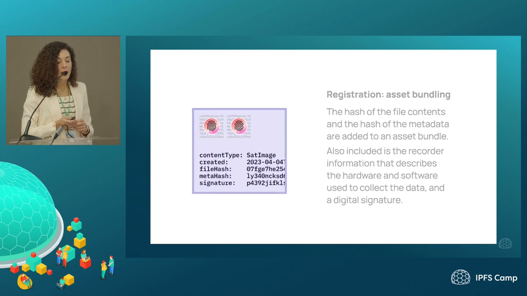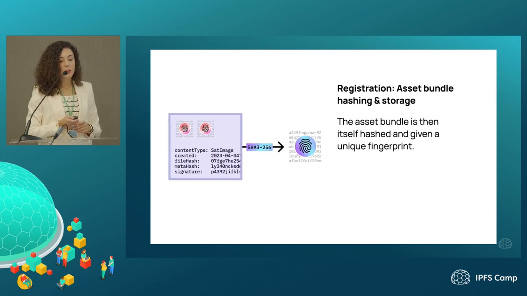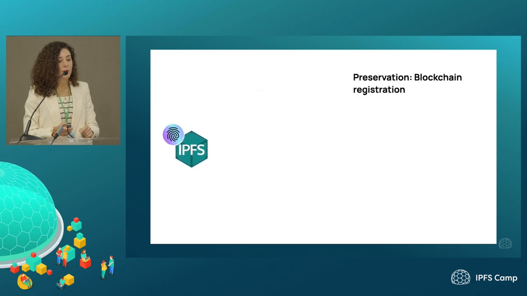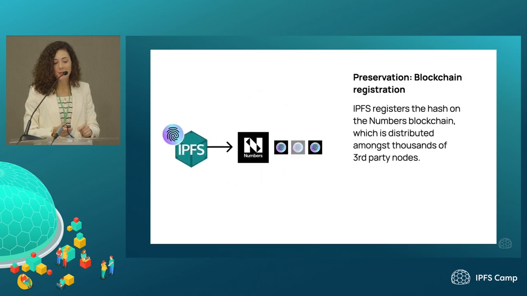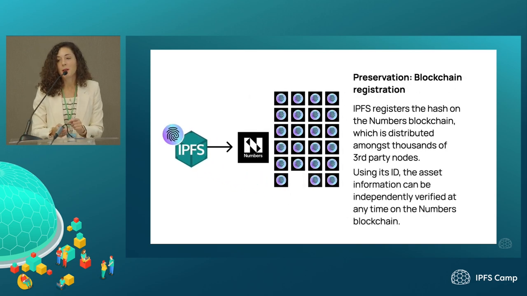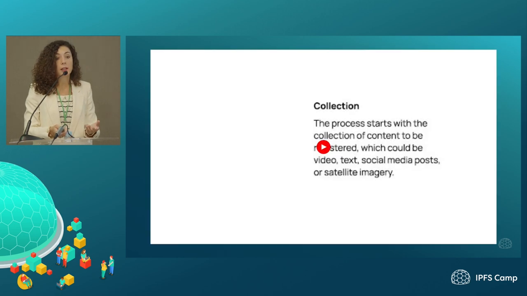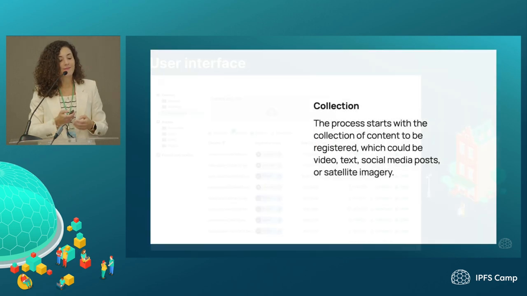So: asset bundle, the hashing and storage, unique fingerprint, and finally, sent to IPFS for storage and blockchain registration. And that's the last step with Numbers Protocol. We have been collaborating with the team. We distribute it, and we're using this ID. This information can be independently verified at any time in Numbers Protocol.